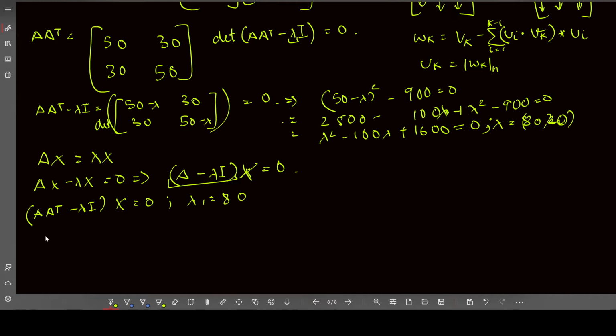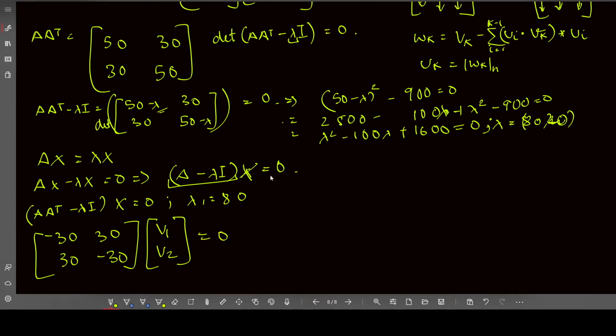So I basically have minus 30, 30. I've just put the value 80 in lambda. And I have 30 and minus 30, right? Into x. Let's take the values of x as some v1, v2. This is the vector. I have to equate this to 0, right? So basically I have two equations. The first one is minus 30 v1 plus 30 v2 is equal to 0, and 30 v1 minus 30 v2 is equal to 0.